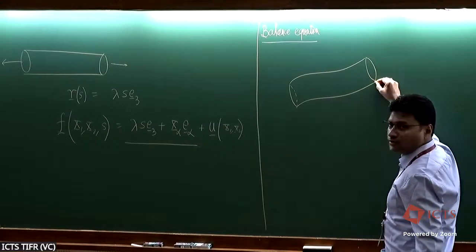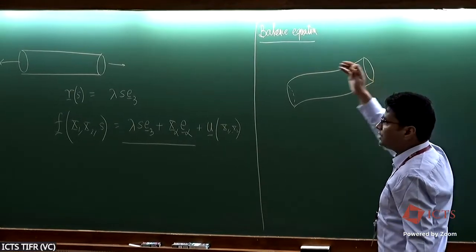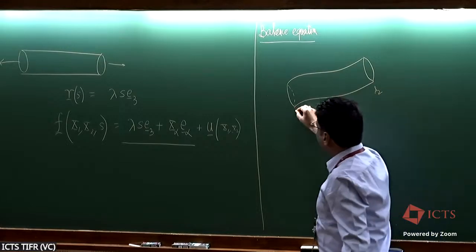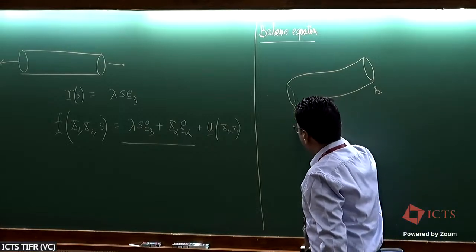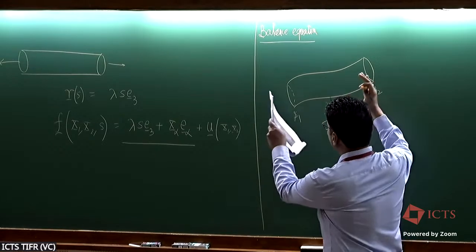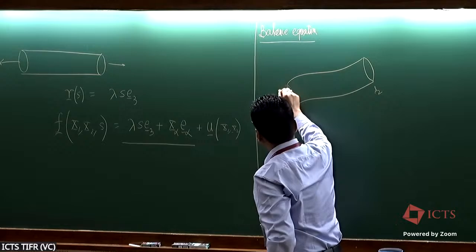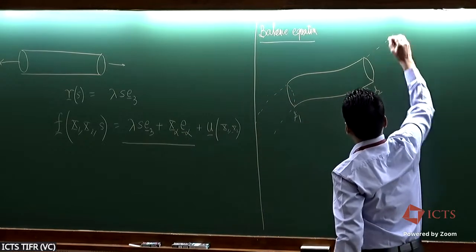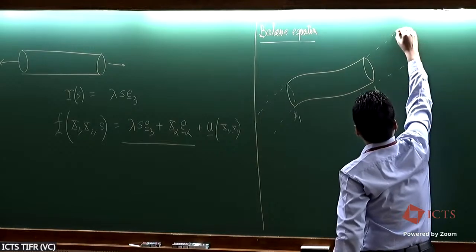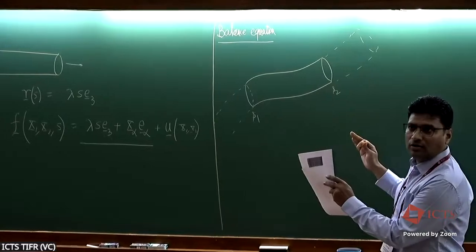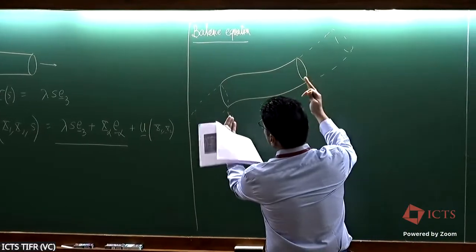Whereas this cross-section was originally at S2, and this cross-section was originally at S1 in the reference configuration. So I'm just taking a segment of the rod. The actual rod is extending also in both directions. So this is an arbitrary segment of the rod bounded by S1 and S2.